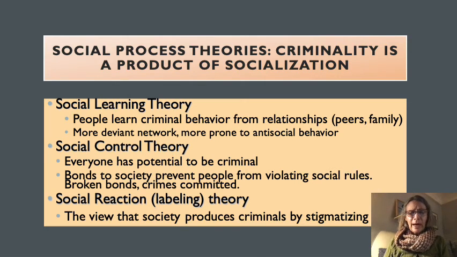And then finally, there's social reaction or labeling theory. It's the view that society produces criminals by stigmatizing them. We talked about this in the non-interventionist perspective: if you label somebody as a criminal, then they're going to make good on that label. And sometimes those labels actually have profound real world consequences. If you're labeled a felon, then you have to check the box when you fill out a job application. Felony convictions oftentimes prohibit you from getting student aid or other kinds of socially beneficial aid. And so there are real world consequences from those labels and stigmas as well.